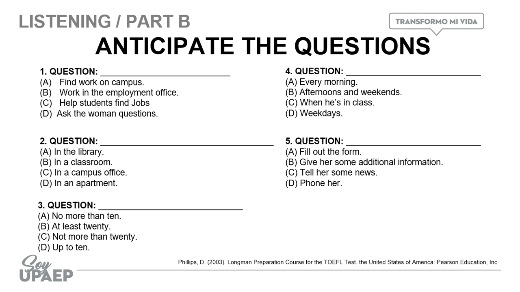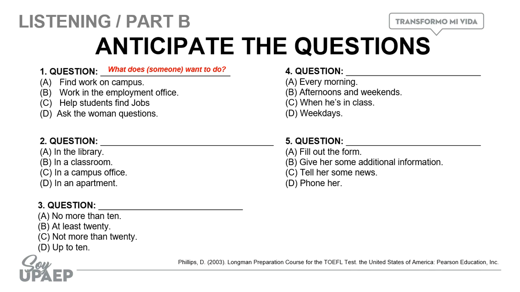The options are find work on campus, work in the employment office, help students find jobs, ask the woman questions. With those options, we can anticipate the question. The question would be something like, what does someone want to do? It is important that you do not get frustrated. It is not about getting the exact question, because that is practically impossible, but at least get an idea of what the question is going to be about.